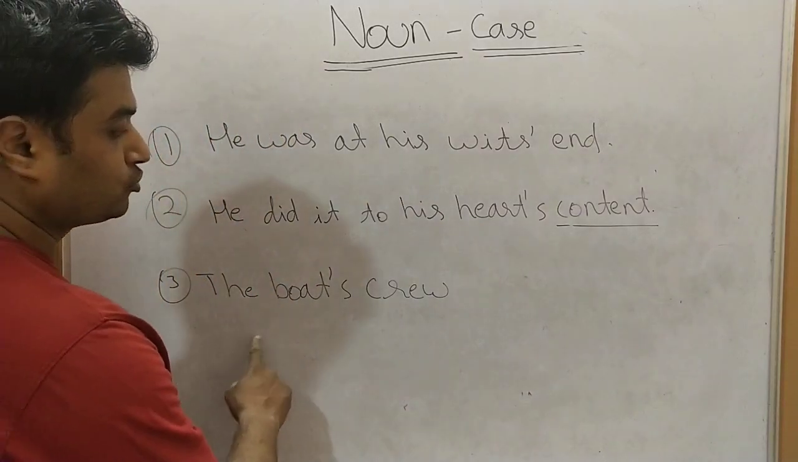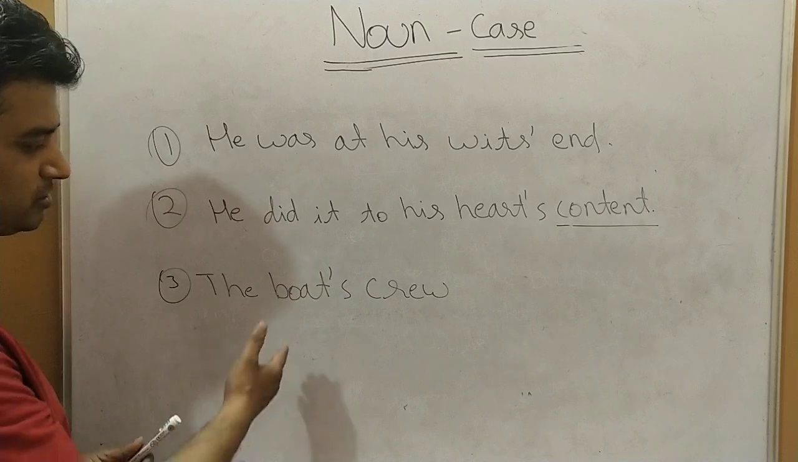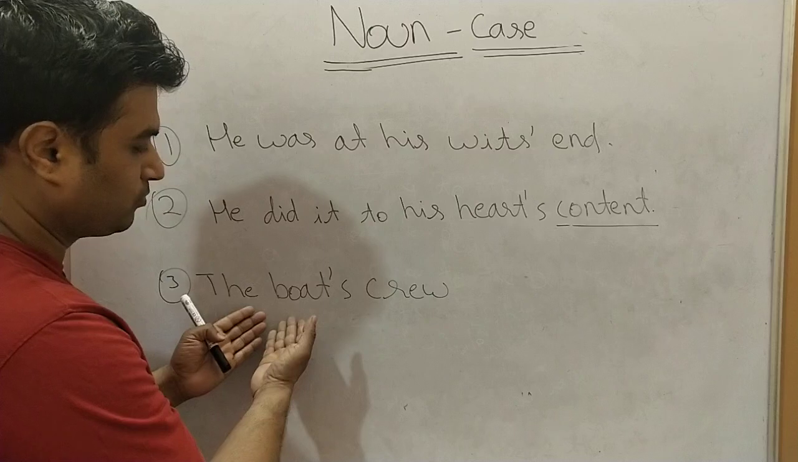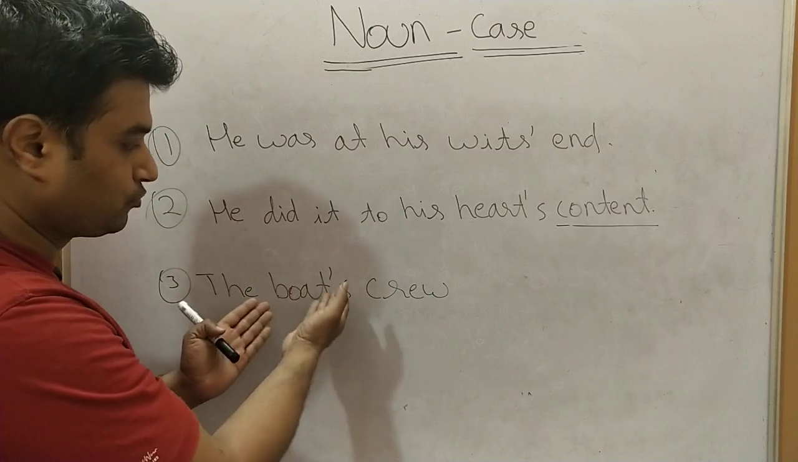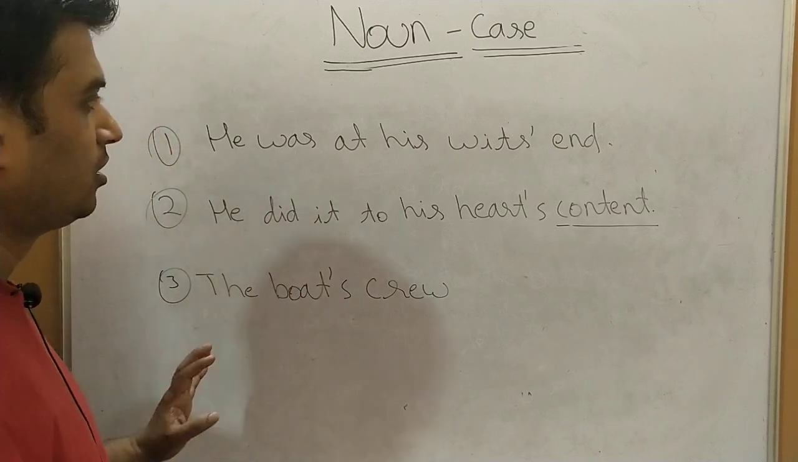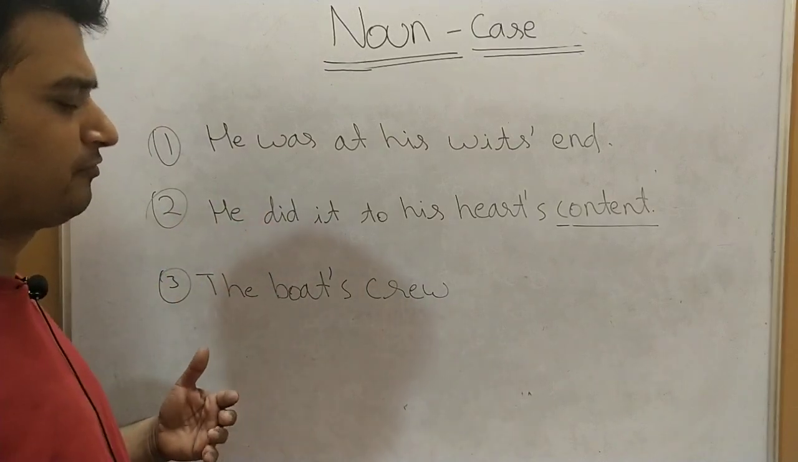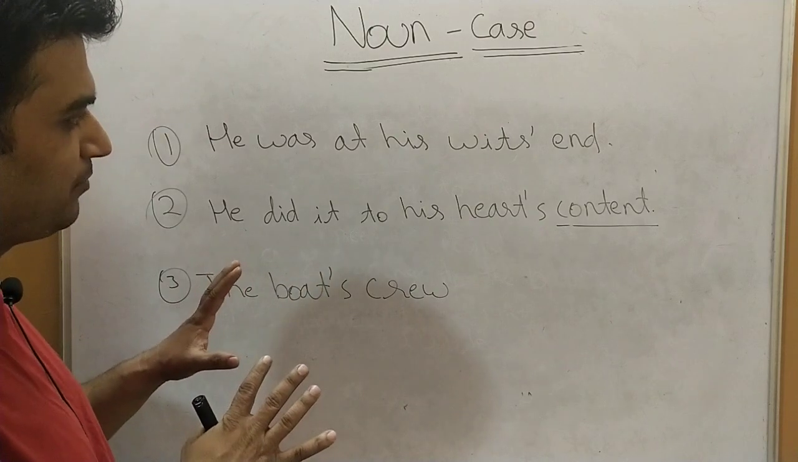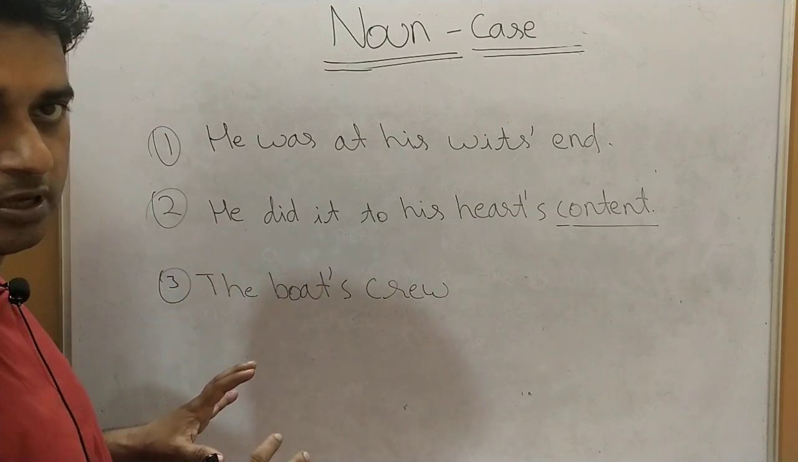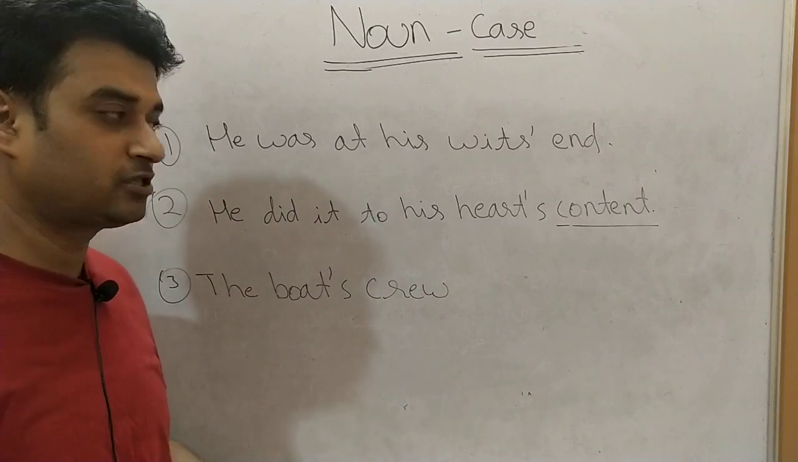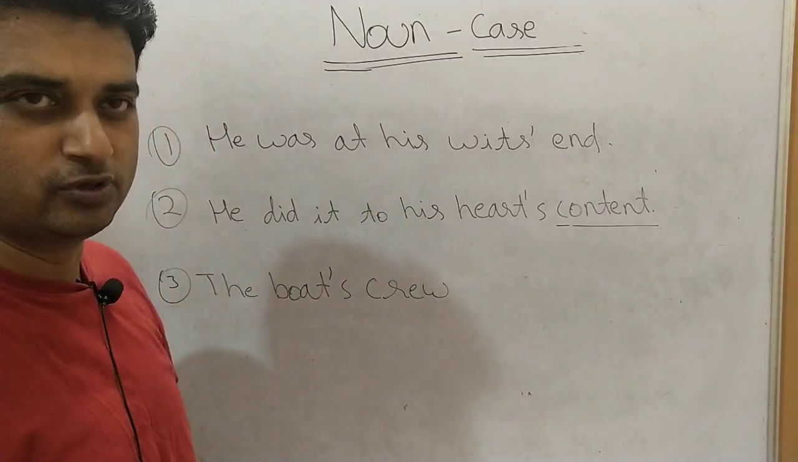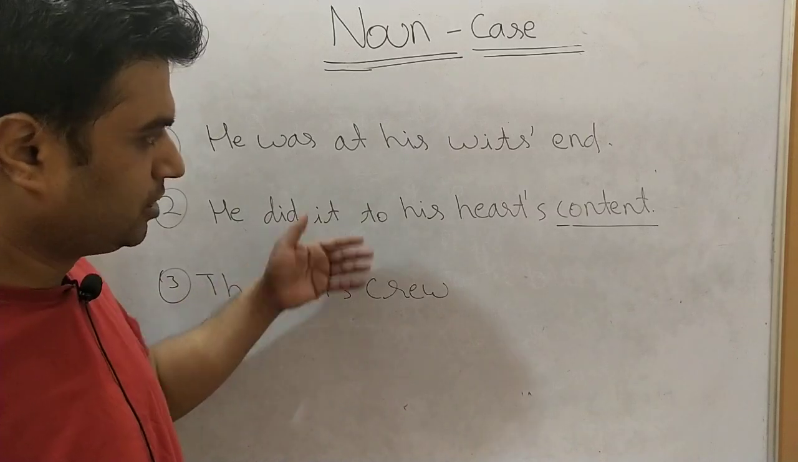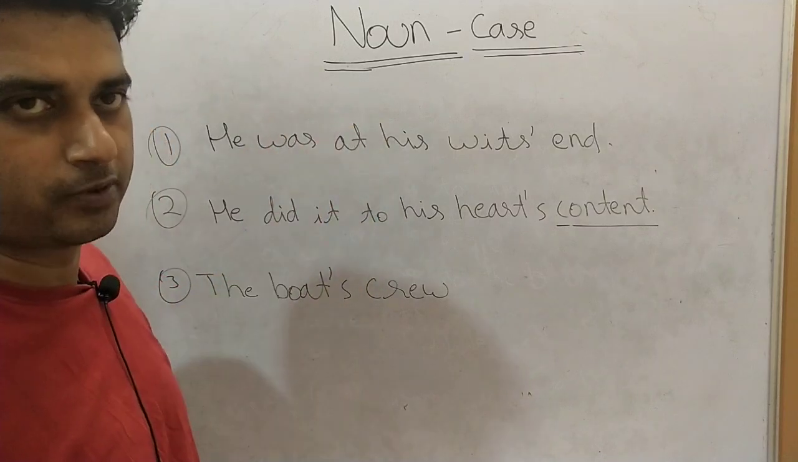For example, the boat's crew, this is also an exception. We use here boat ka jo crew hai, apostrophe s. While boat is an inanimate object, a non-living thing, we are not supposed to use it, but it has been used. And you will also come across many more exceptions. So you just have to keep in mind the basic rules, because in your competitive exams, the questions are asked on the basic rules. They will not go very deep into the possessive case, into this topic.